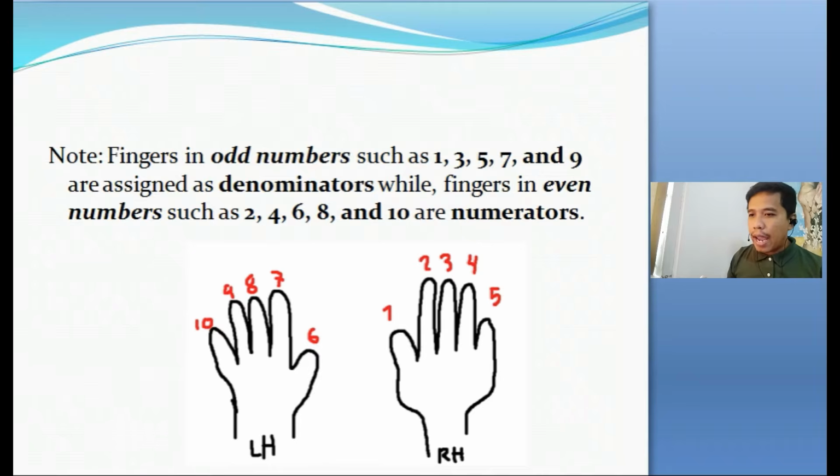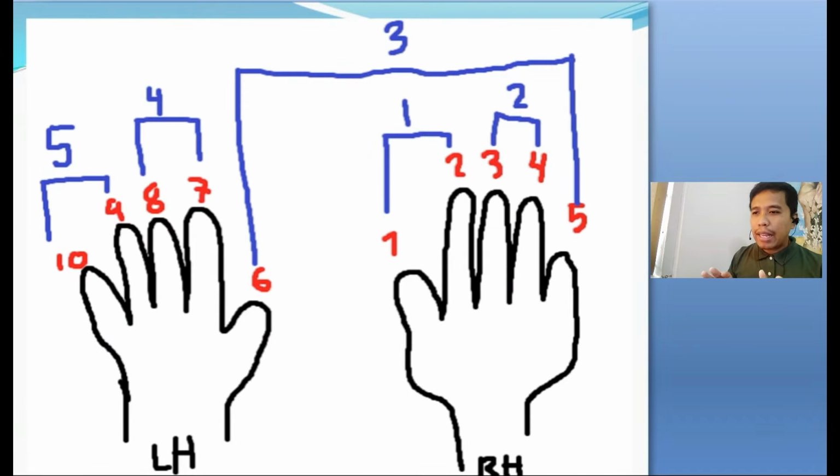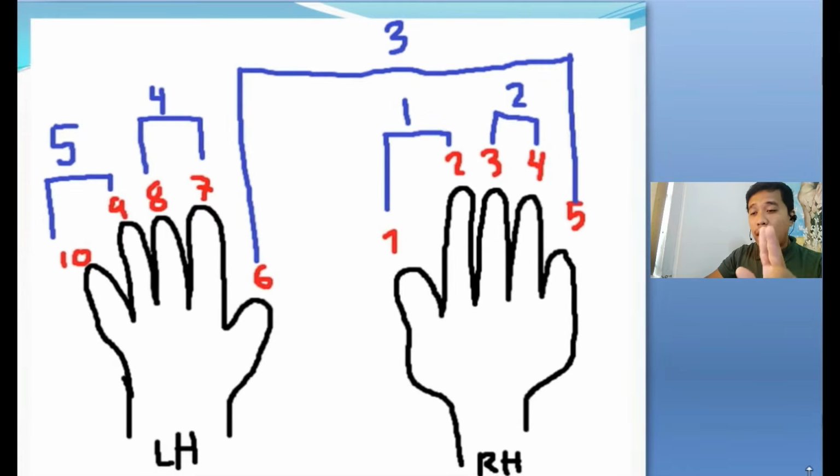Now, after assigning numerical orders to our 10 fingers, the next thing we have to do is to pair. So, pairs of two. As you can see on the screen, fingers 1 and 2, the right thumb and right index, are pair number 1. Fingers 3 and 4 are pair number 2.